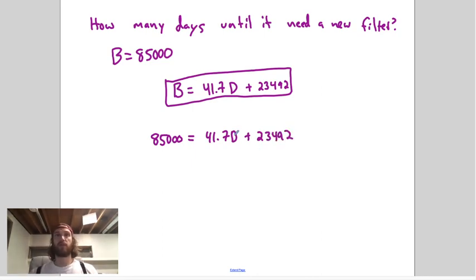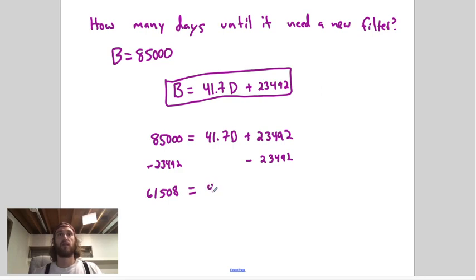And now I can solve for D. So we plug the number into the equation, we solve for D, and it's going to give us our answer. All right, so let's see here. 23,492 minus 23,492. And you end up with 61,508.